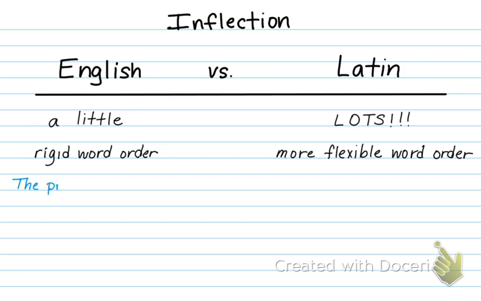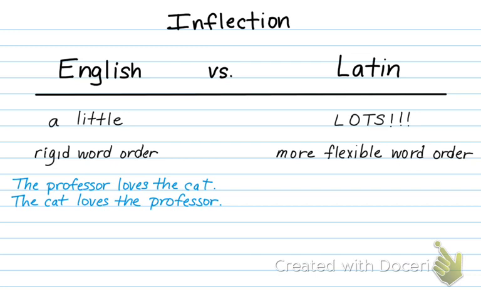So, for example, in English, the sentence, the professor loves the cat, you depend on word order to know who loves and who is being loved. The exact same words, move some of them around, and you get a completely different sentence with a different meaning. The cat loves the professor.